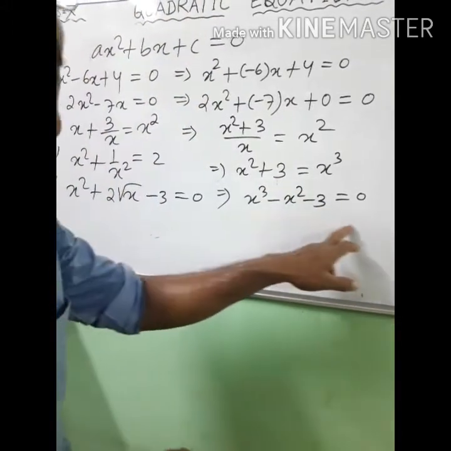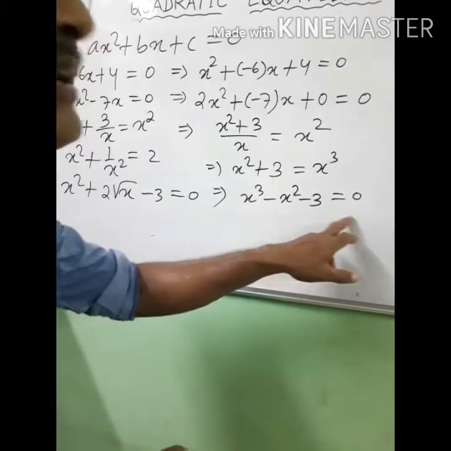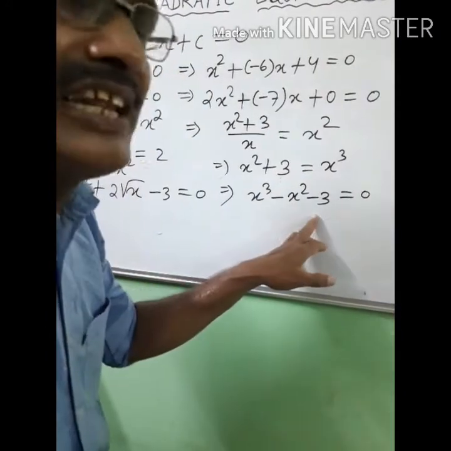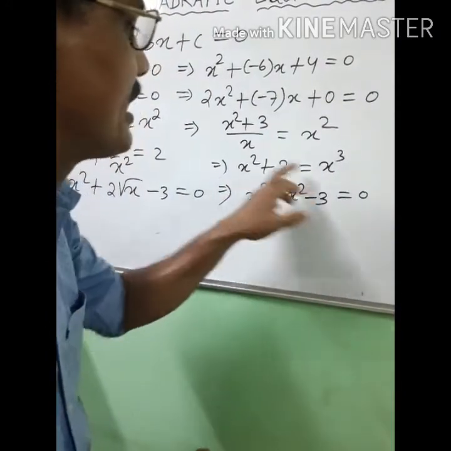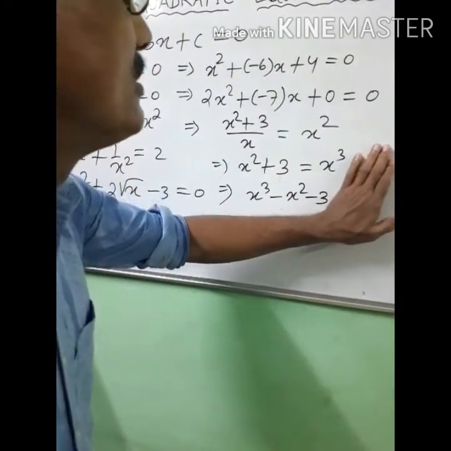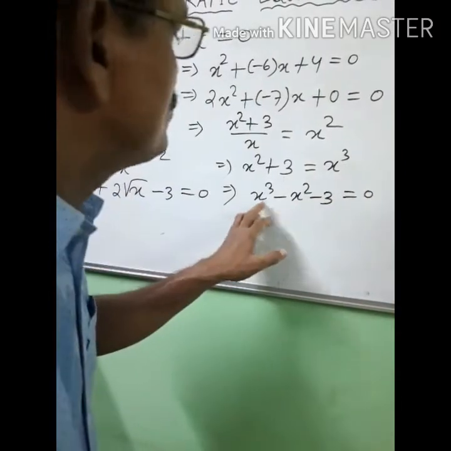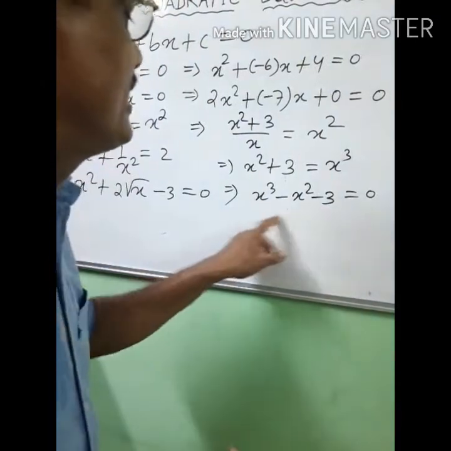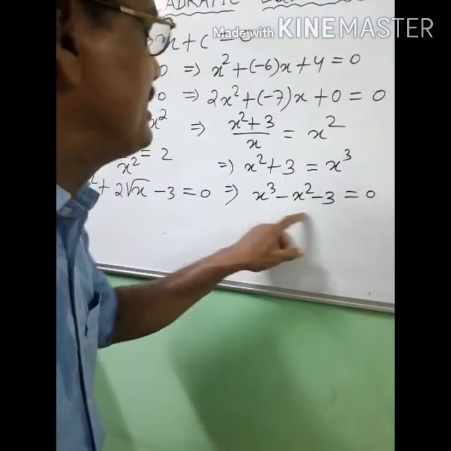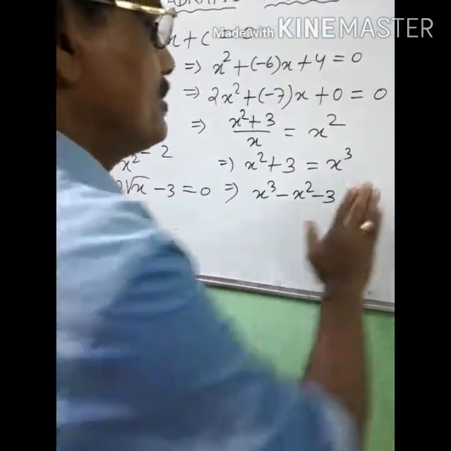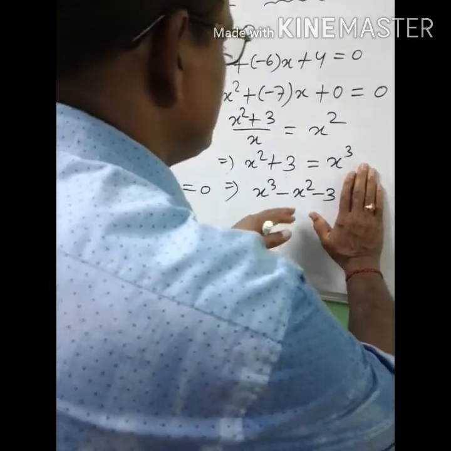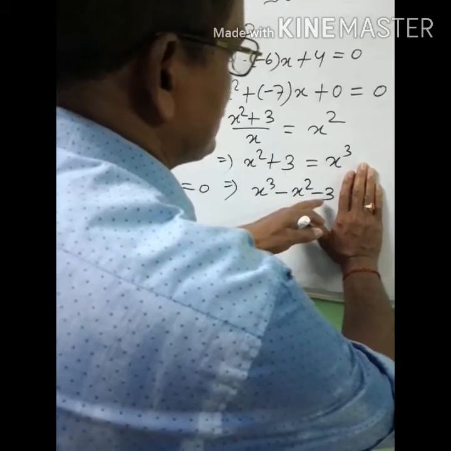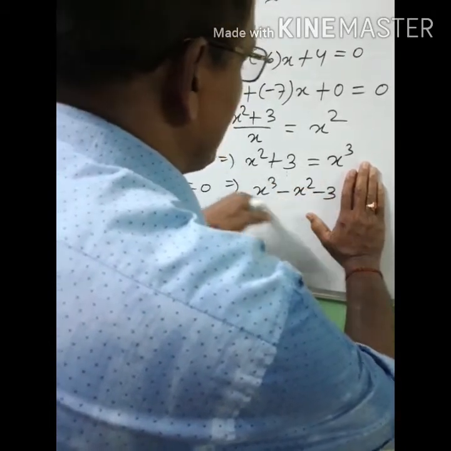So it is not a polynomial because it is not a quadratic equation. Why? Now x cube minus x square minus 3 is not a quadratic polynomial. It is not a quadratic polynomial. So x cube minus x square minus 3 is not a quadratic polynomial.